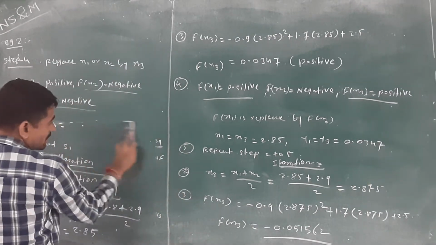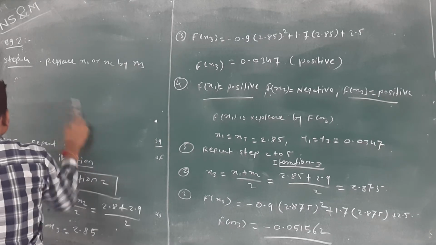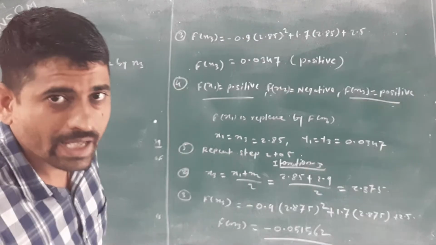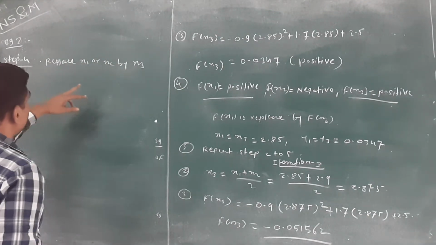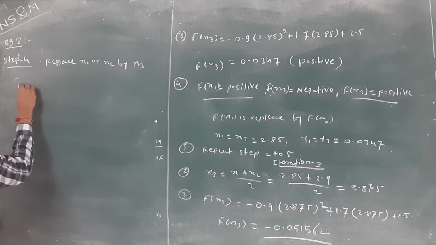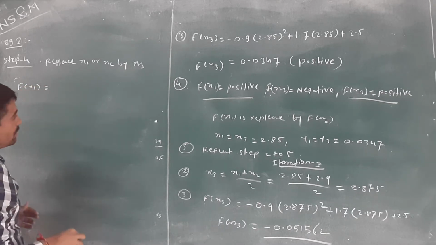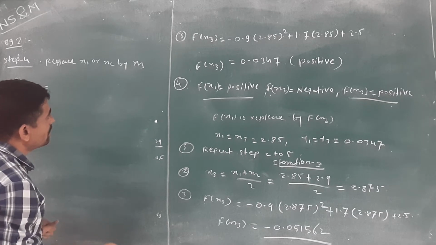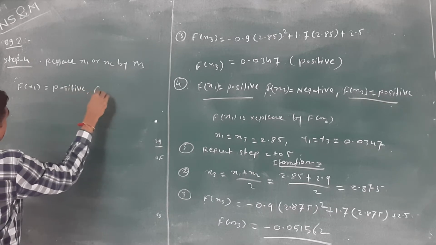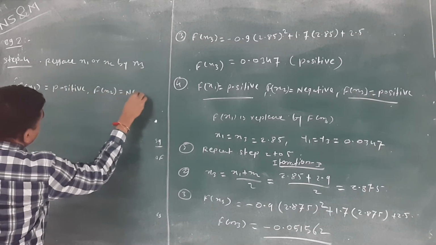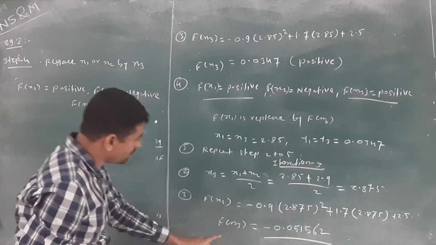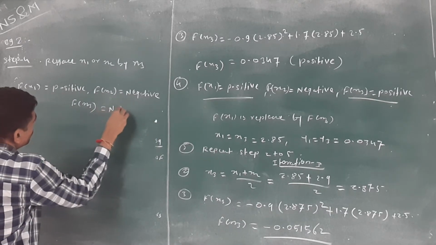Then the next step is step number 4: replace x1 or x2 by x3. Again you have to check f of x1. Last time we saw we have a positive value. f of x2 we have a negative value, and last is again f of x3. Check that f of x3 we have calculated, again we have a negative value.